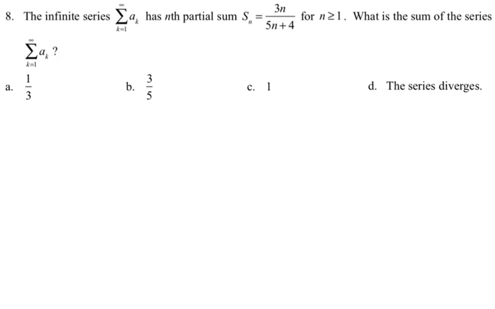The infinite series, the sum of a sub k, has nth partial sum s sub n equals 3n over 5n plus 4 for n greater than or equal to 1. What is the sum of the series, the sum of a sub k?